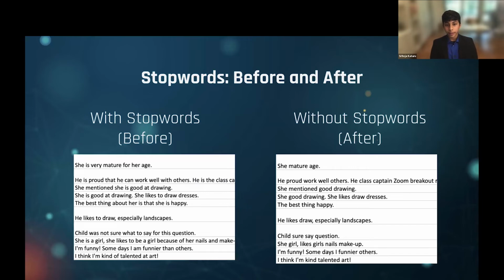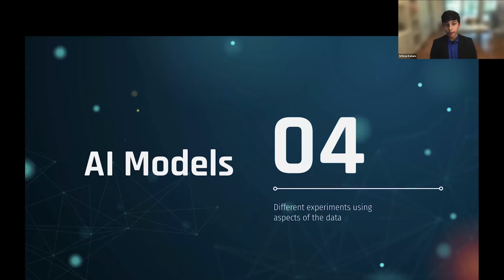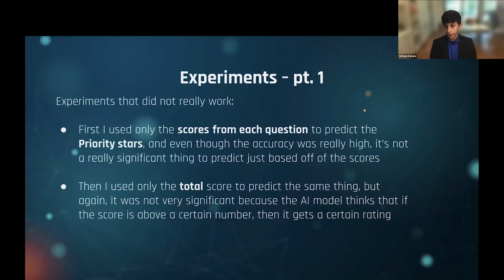So, experiments that did not really work. First I used only the scores from each question to predict the priority stars. And even though the accuracy was really high, it's not really significant to predict just based off the scores. And then I used the total score to predict the same thing. But then again, it wasn't really significant because the AI model thinks that if the score is above a certain number, then it gets a certain rating, which isn't necessarily true.